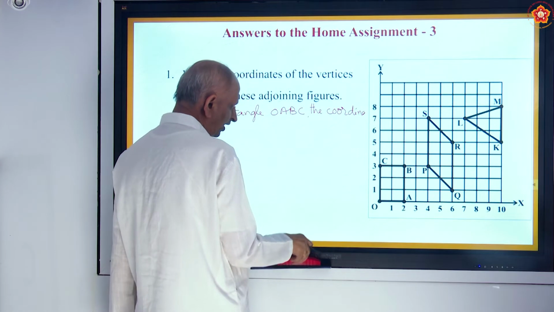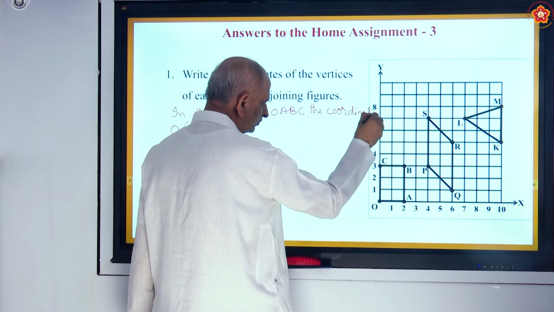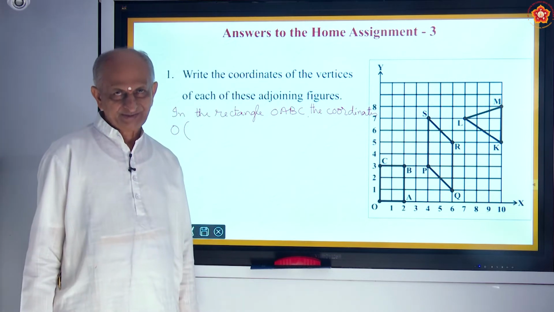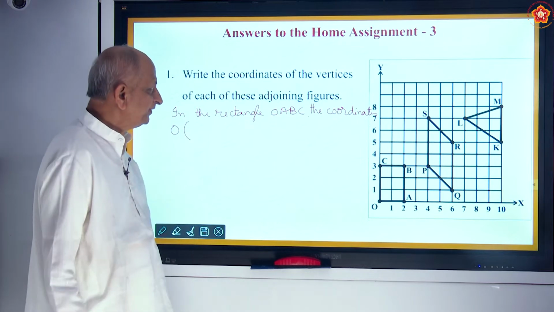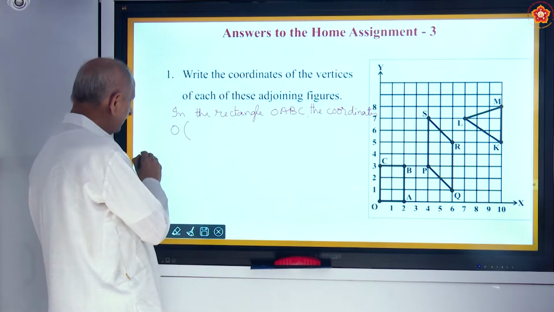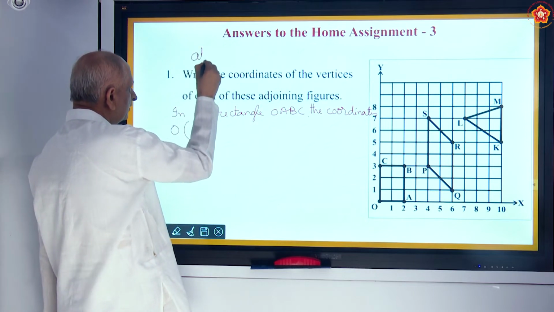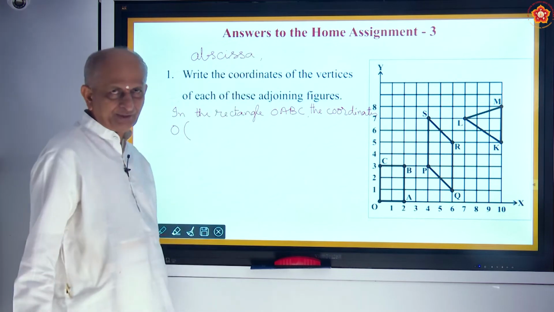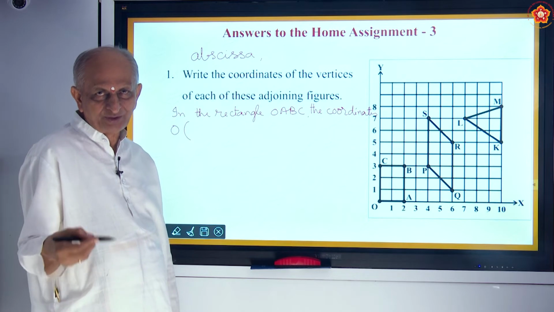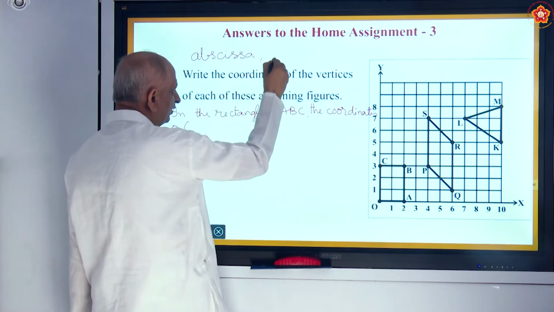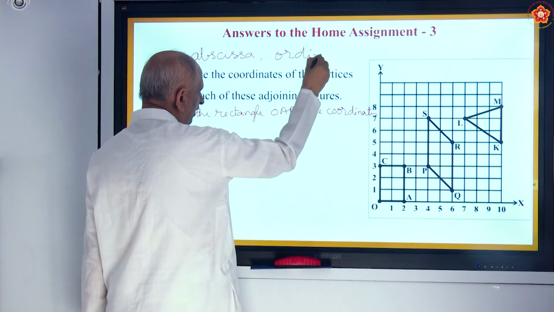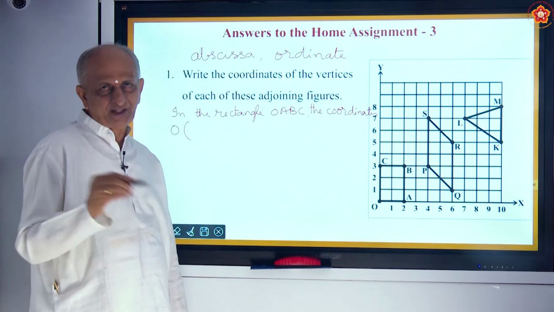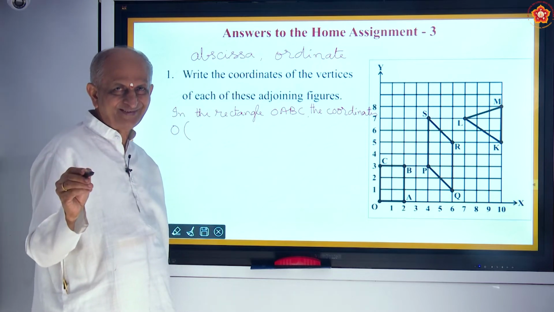What is the other name for the x coordinate? Anybody knows? The point on the x-axis is called abscissa. The new word, don't forget: the point on the x-axis is called abscissa. Of course, that word is not in the book, but later on you are going to hear it. And the point on the y-axis is called ordinate. So, abscissa and ordinate together are called coordinates.